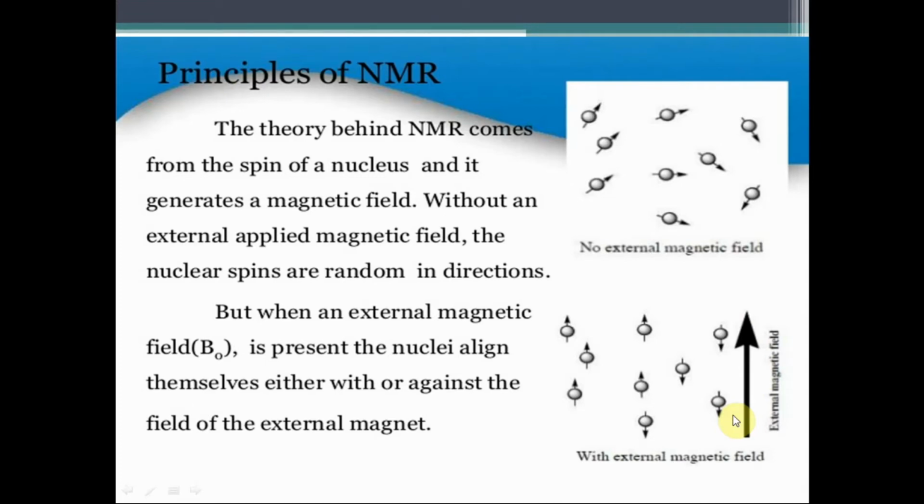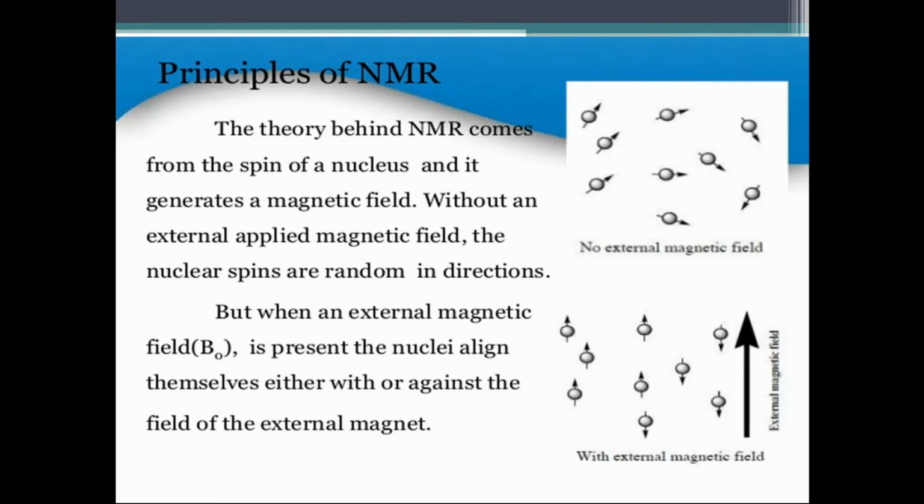That is why we have the explanation: when the nucleus is placed in an external magnetic field B0, the spin I splits into 2I plus 1 orientations. For hydrogen, I is equal to half, so 2 into half plus 1 equals 2 orientations. Two orientations means one is obeying the external magnetic field and the other is disobeying it, or is in the opposite direction of the external magnetic field.